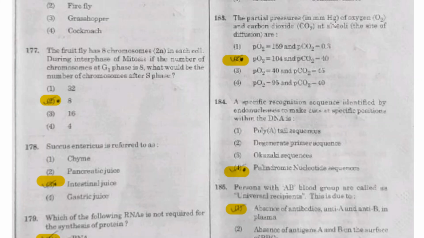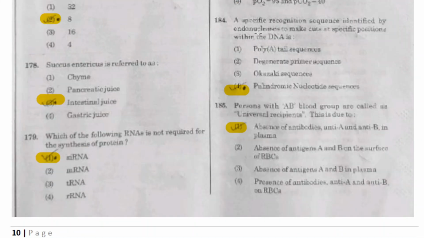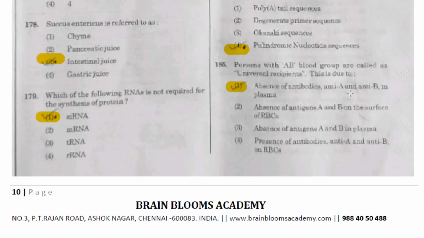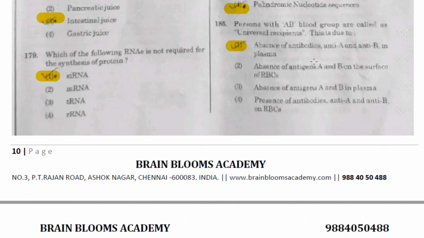And the partial pressure in mm Hg of oxygen and carbon dioxide is 104 and 40. This is directly from the tabular column. And a specific recognition sequence identified by endonuclease to make a cut at a specific position within the DNA is the palindromic nucleotide sequence. This is easy. And a person with AB blood group is called a universal recipient. This is due to universal recipient.